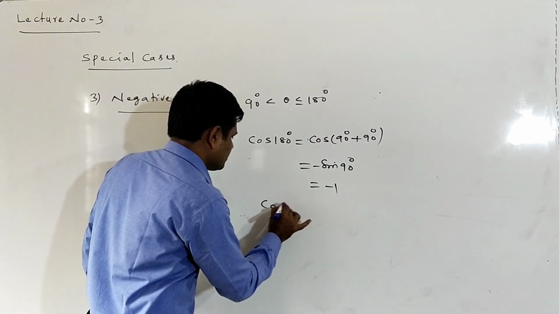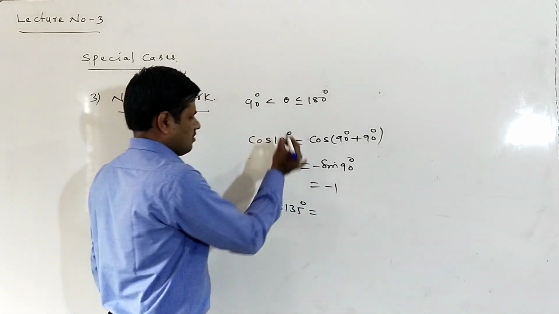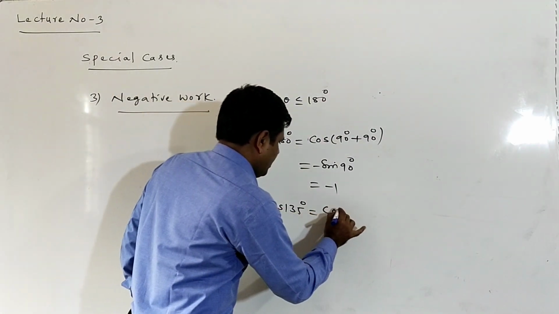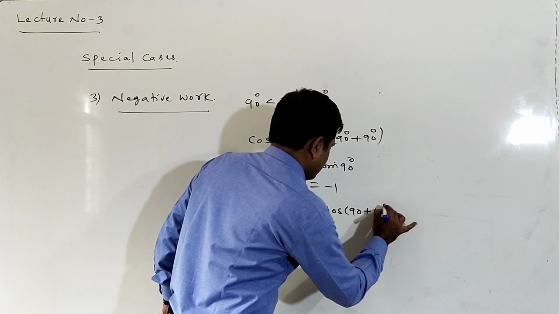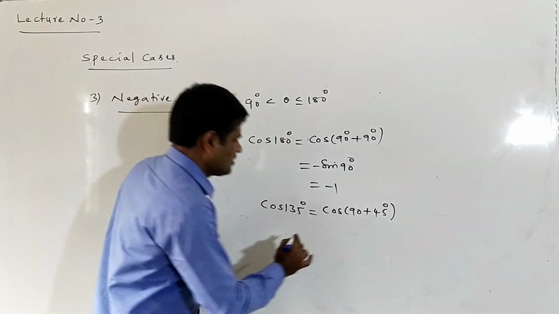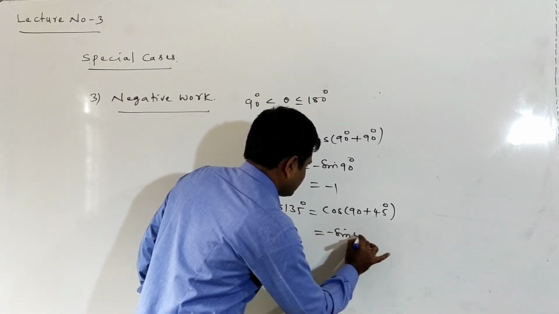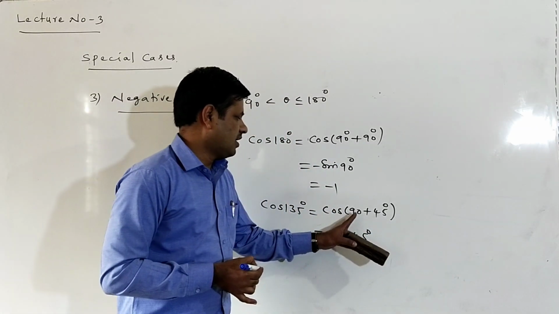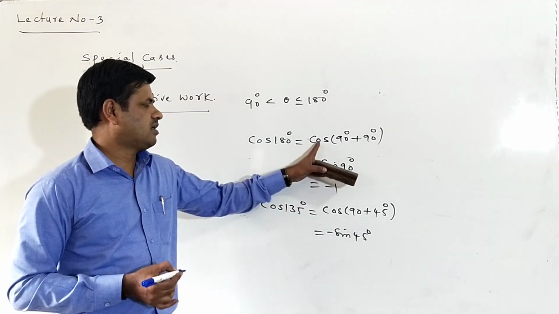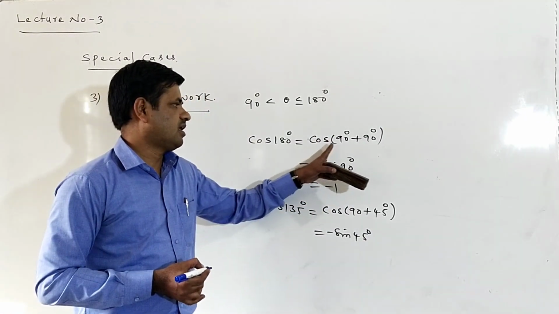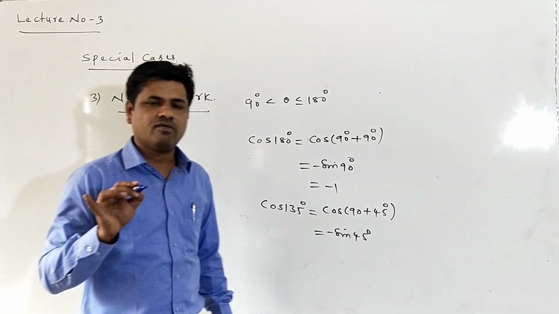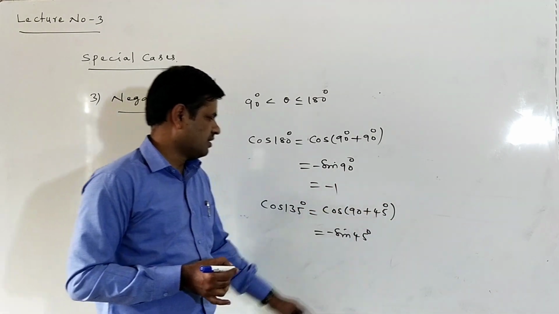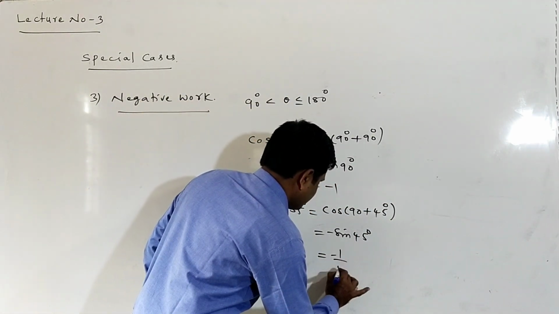Similarly you can find cos 135 degrees. This cos 135 also lies between 90 and 180, so cos(90 + 45). Cos(90 + 45) gives us minus sin 45, because in the second quadrant the cos value is negative. Here 90 is there, so cos changes to sin. And this is 90 plus, which means the second quadrant. In the second quadrant only sin is positive, cos and tan are negative. So minus sin 90 is minus 1, and minus sin 45 gives minus 1 by root 2.